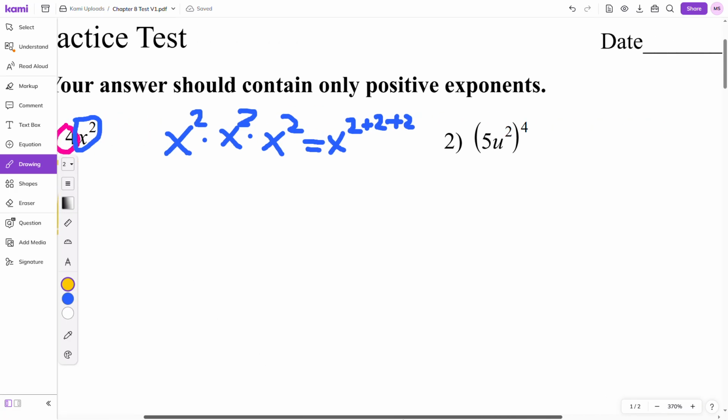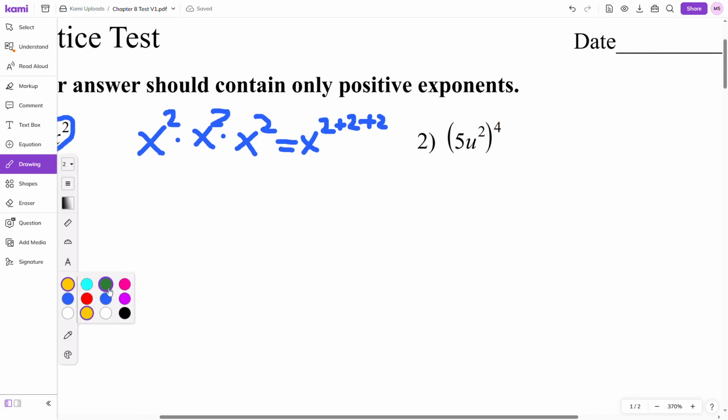Number 2, 5u squared to the 4th. What I want you to learn is that every number, including this 5 here, has a hidden exponent of 1. And what you can do then, if you have an exponent on the outside, is you can just multiply these exponents, and that's going to give you 5 to the 4th and u to the 8. And that will be your answer.